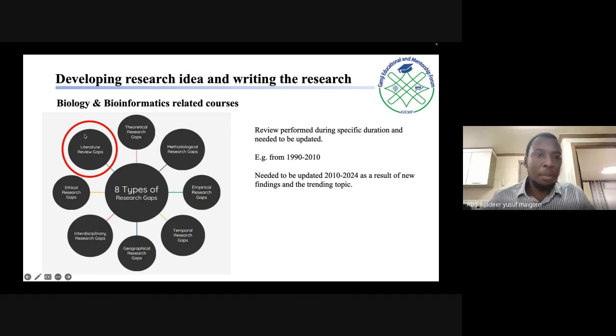Considering a literature review gap, the literature review usually comes in the form of review papers. Usually, you can review papers, let's say, from 1999 to 2010, but now we are in 2012. The publications made between this time might have changed many things in the science, and you might need to make your own review based on these years. So that's the literature review gap.